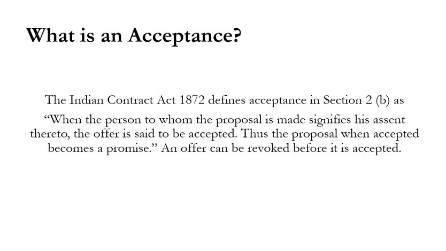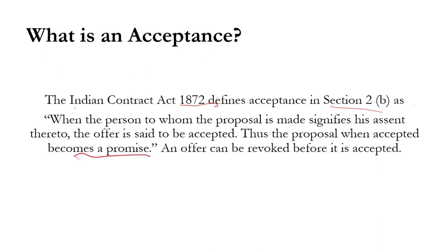So now an acceptance. What is an acceptance? It is also defined in the Indian Contract Act of 1872 under Section 2 Clause B. It is defined as when the party to whom the proposal is being made signifies his assent thereto, the offer is said to be accepted. Thus the proposal, when accepted, becomes a promise.